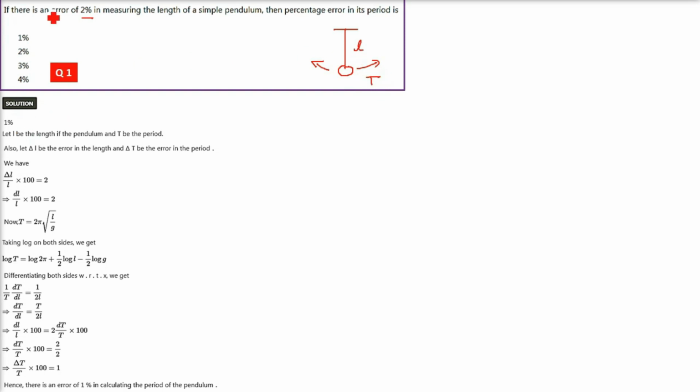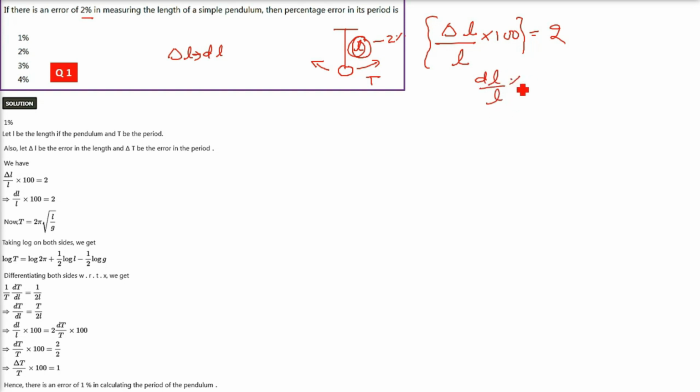Now the question is asking, if there is an error of 2% in measuring the length of a simple pendulum. So this is the error, 2% in measuring the length L. I already told you how to compute the percentage error. Delta L, that is the change in the length, divided by the original length, multiplied by 100, is going to be your 2% in this case, because this is your percentage error. So let us make it 2. We use delta L or dL very interchangeably. So this is nothing but dL by L into 100 equals 2.